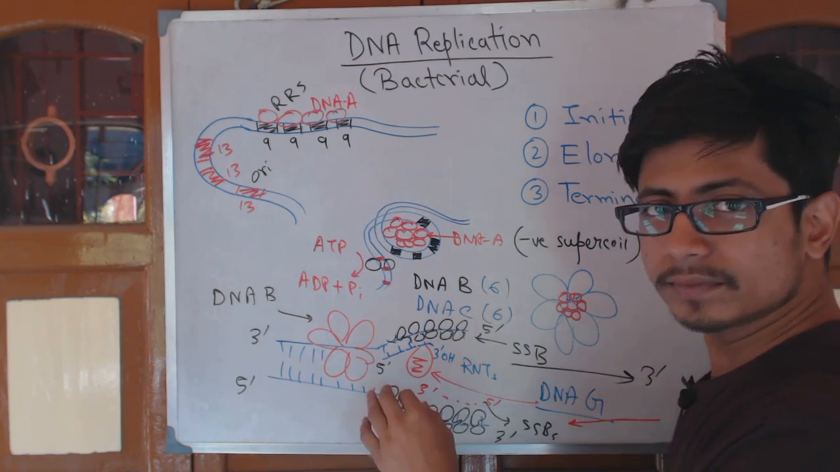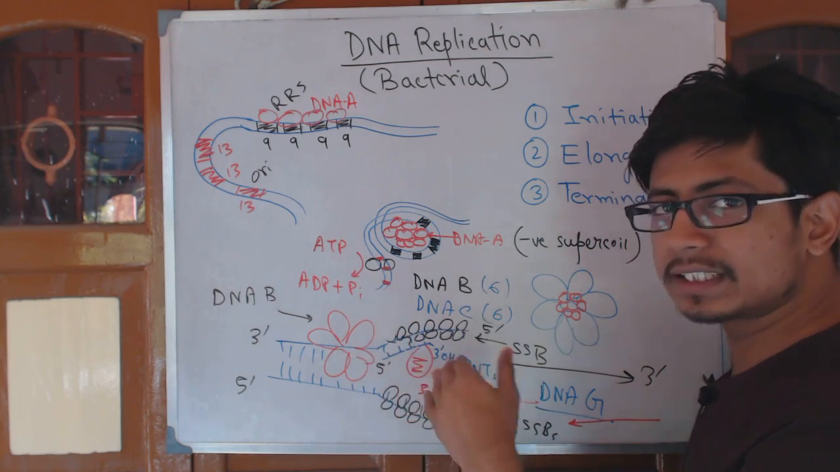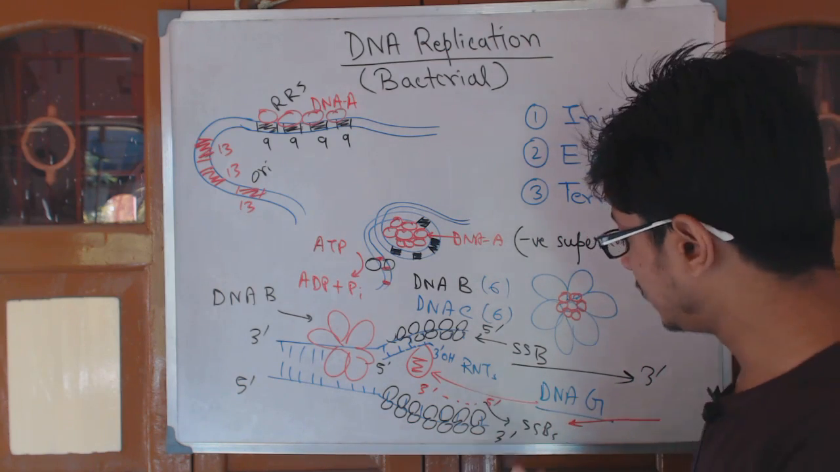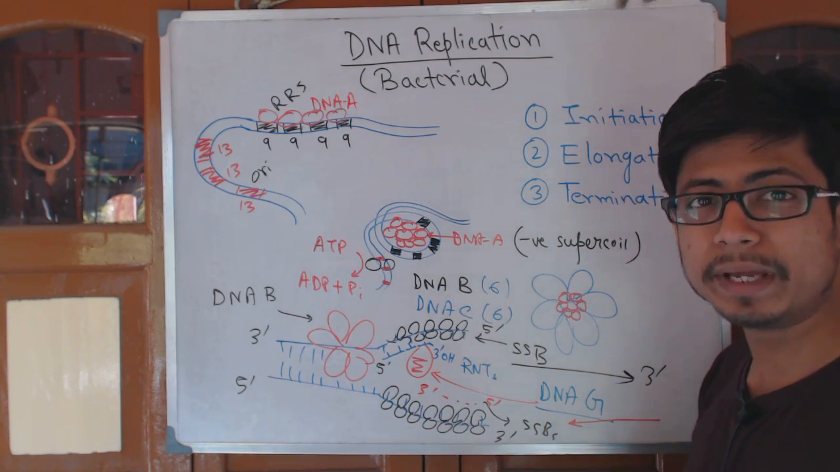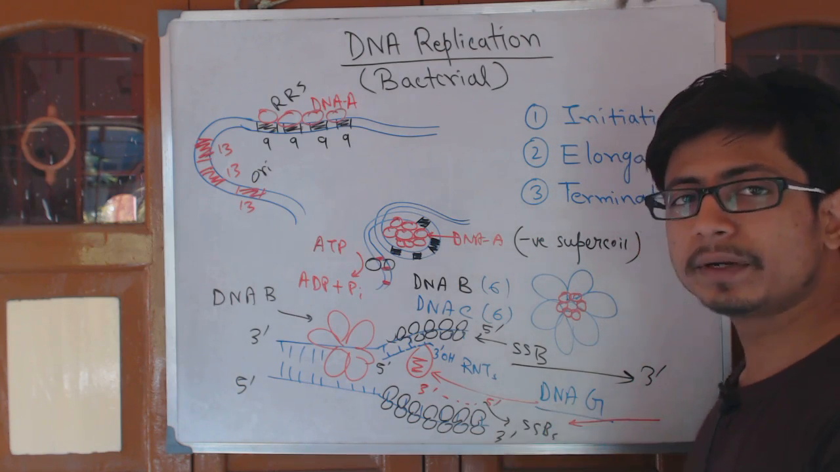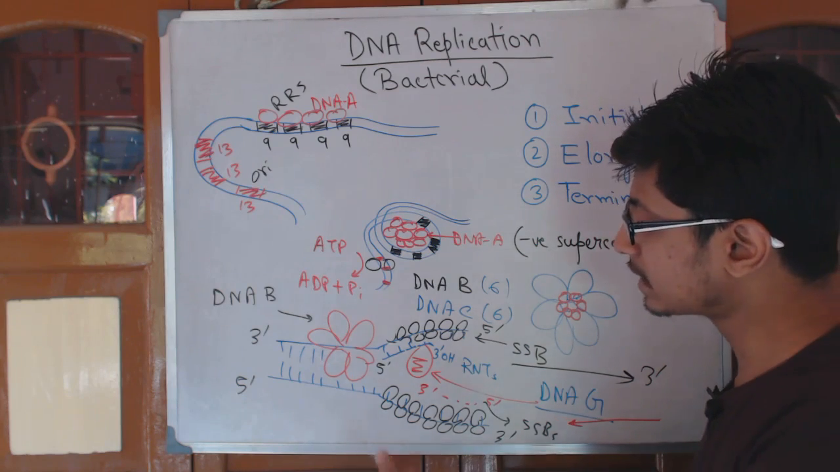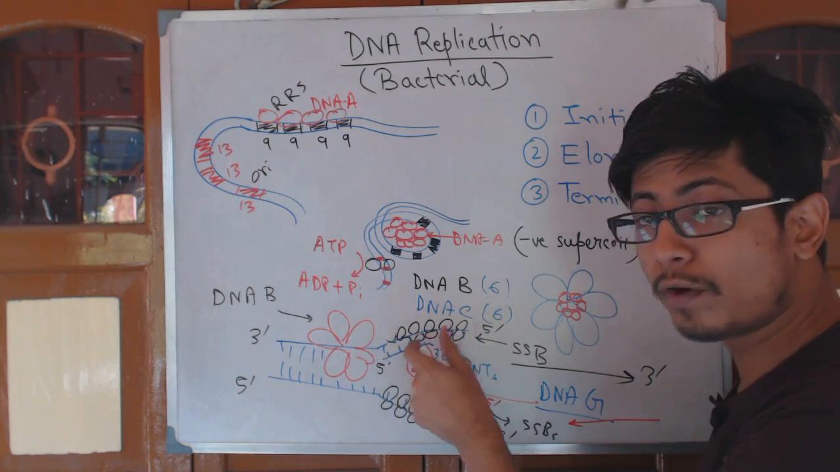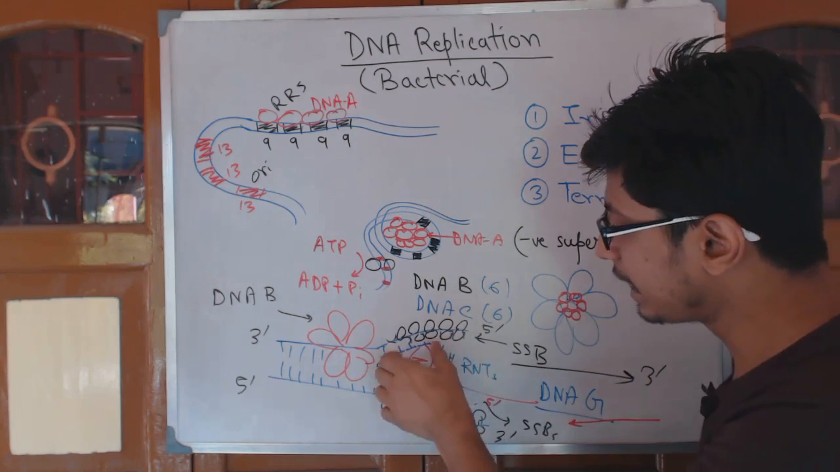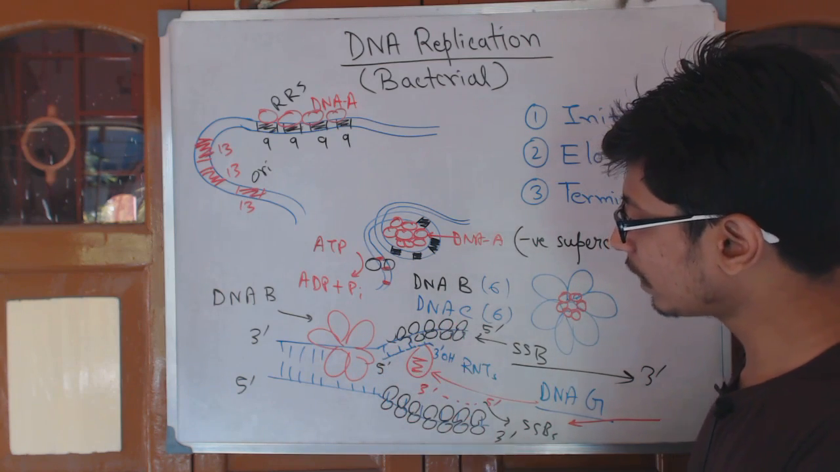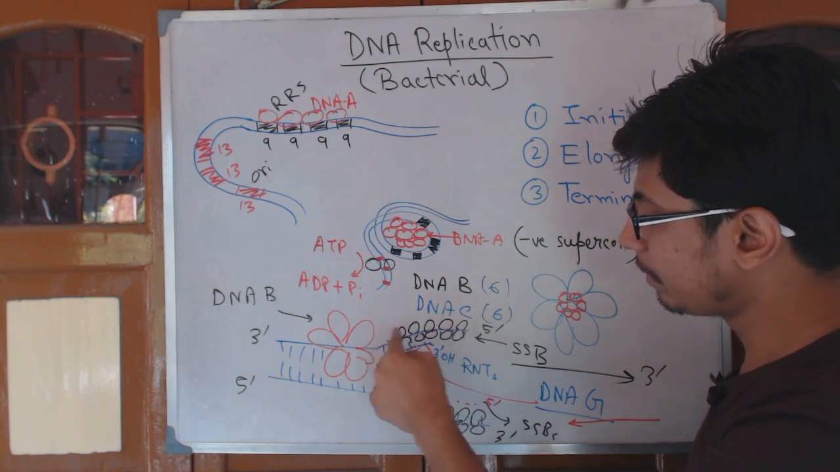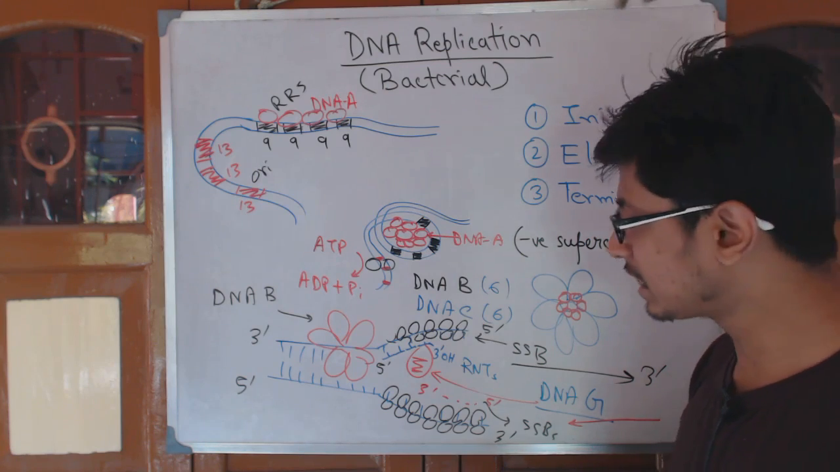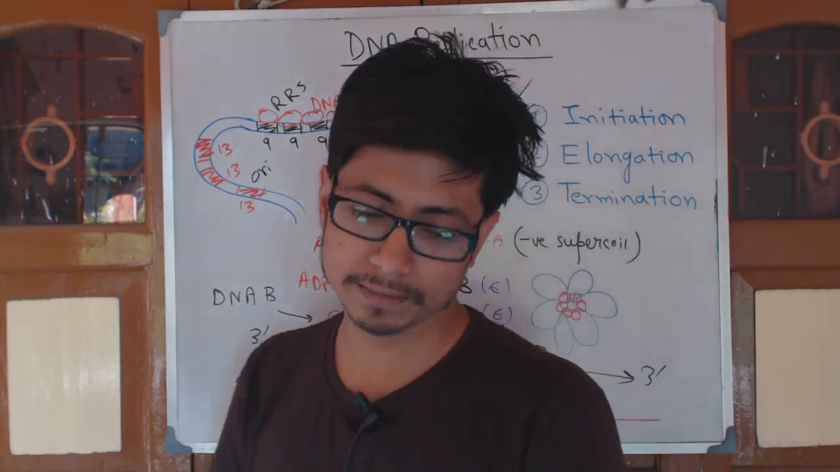So at this point, after the SSB is attached, we recruit another protein called DnaG in case of E. coli. DnaG has the function of a DNA primase enzyme. Primase is nothing but an RNA polymerase enzyme which will add some ribonucleotide sequences at this start point, at the branch point of this fork. Once it adds the nucleotide sequences there, some of these SSB proteins will be released from that place.